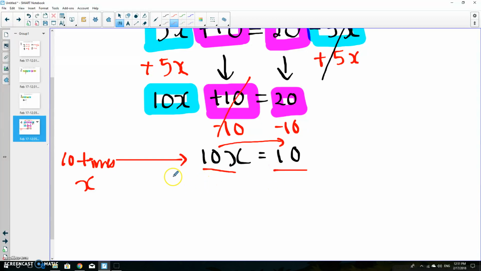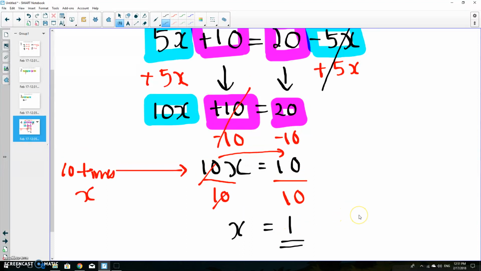Divide. So what are we dividing? 10 times x, of course I'm dividing by the number itself, which is 10, and 10 divided by 10 is 1. So we're left with just 1x. Okay, we can be lazy now, we don't need that 1. So 10 divided by 10 is just 1.